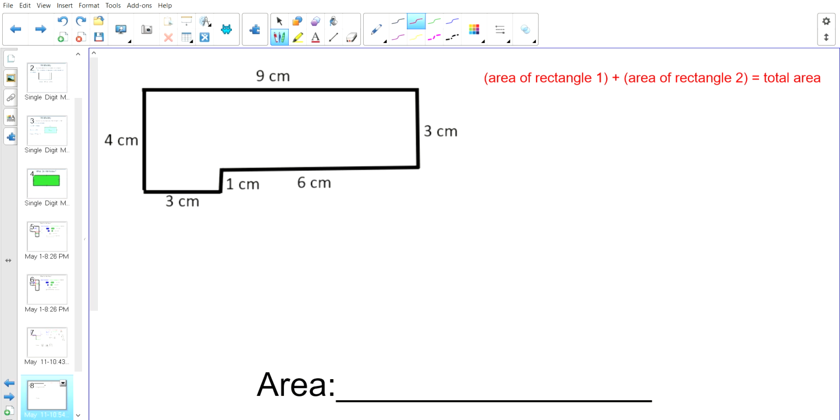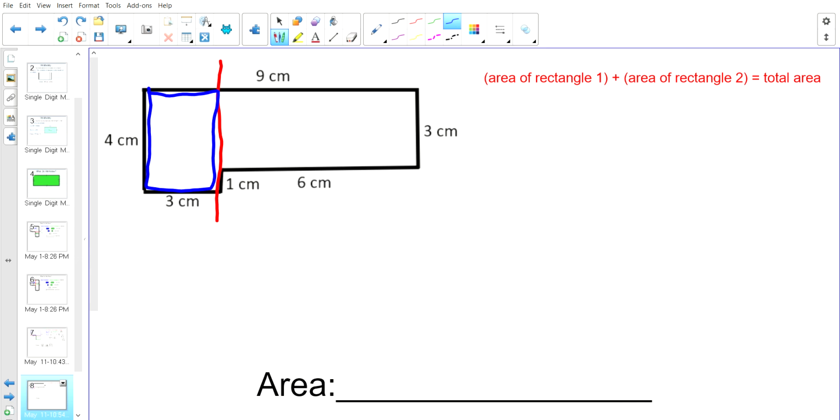Let's decompose this rectilinear figure by splitting it vertically, with a smaller rectangle on the left and a larger, longer rectangle on the right. We know we need to add the area of the first rectangle plus the area of the second rectangle to find the total area of the entire shape. Let's call this smaller rectangle, rectangle 1. I'll outline it in blue. On your paper, write down what size this rectangle is to start our mathematical equations.